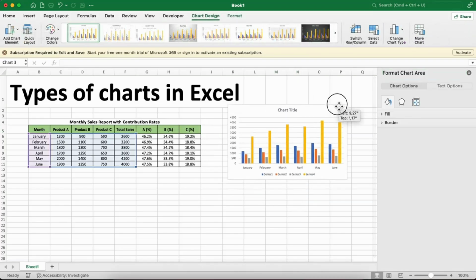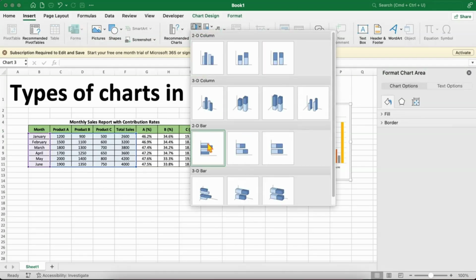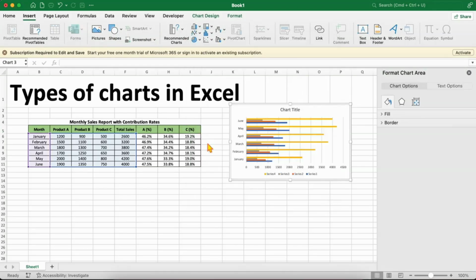The line chart is designed to display trends over time. It connects data points with lines, showing how values change across a continuous period. This type of chart is perfect for highlighting trends or patterns in data, such as sales over months or years.